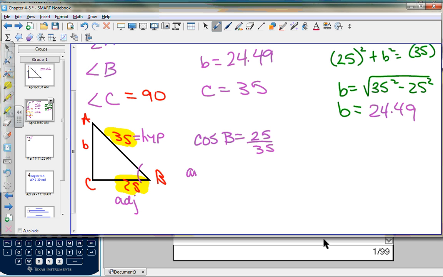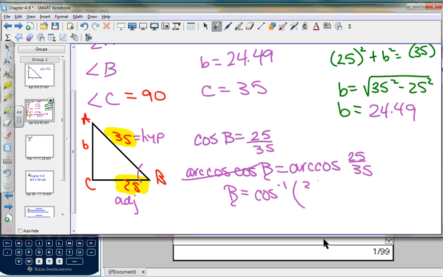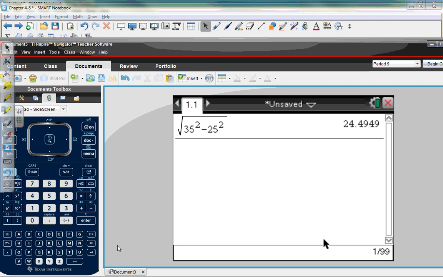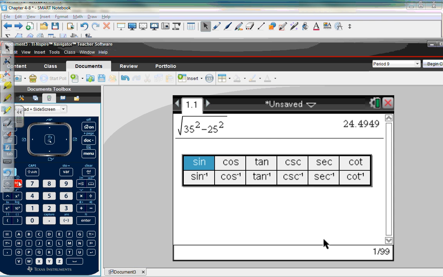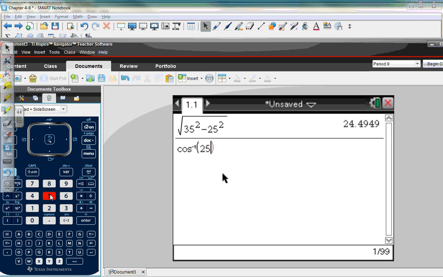So it's going to be the arc cosine of both sides. The cosine of beta is equal to the arc cosine of 25 over 35. Those cancel out and I find beta, and all I have to enter in my calculator is the cosine inverse of 25 over 35. So I go back to my calculator page, and I'm going to hit trig, and I'm going to do cosine inverse, 25 divided by 35, and hit enter, and what degree does that give me? 44.42.